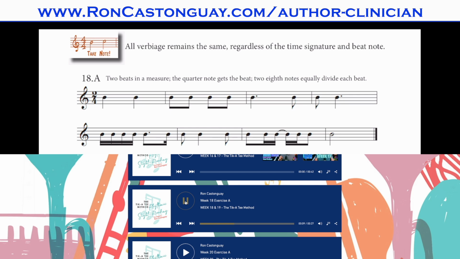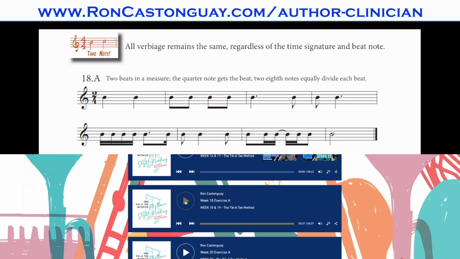One, 2, ready, and ta, ta, ti, ti, ti, ti, ta, ti, ti, ta, Tik-A, Tik-A, ti, a, ti, ta, ti, ti, Tik-A, a, ti, ta.